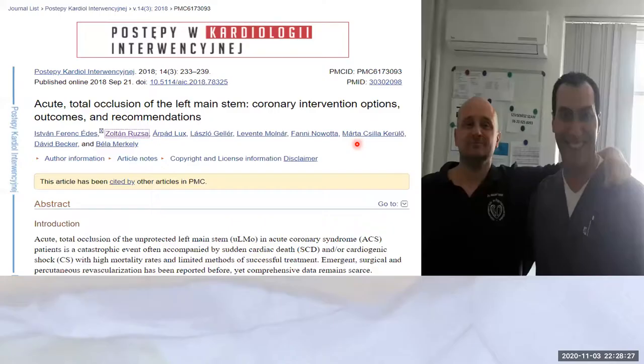So I'll go a little bit to review the literature regarding the acute occlusion of the left main. This article was published in PubMed in 2018 by my friend Zoltan Ruzsa. I went to him actually at Semmelweis University in Hungary.